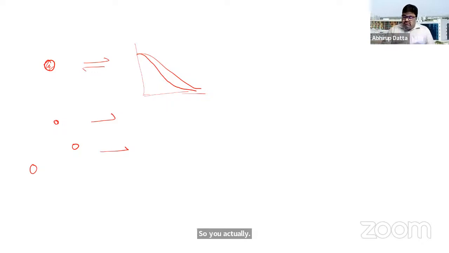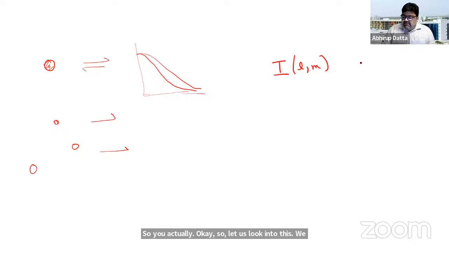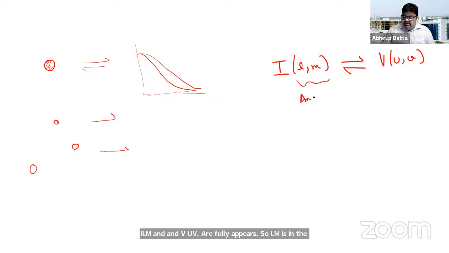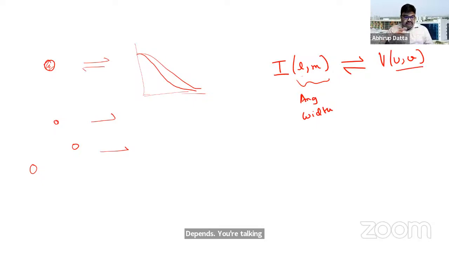Let us look into this purely from the point of view of the Fourier transform. (l, m) and (u, v) are Fourier pairs. So (l, m) is in the angular coordinate, so this is the angular width of the thing. And (u, v) is the inverse of that, right? That means you're talking about an inverse relationship.